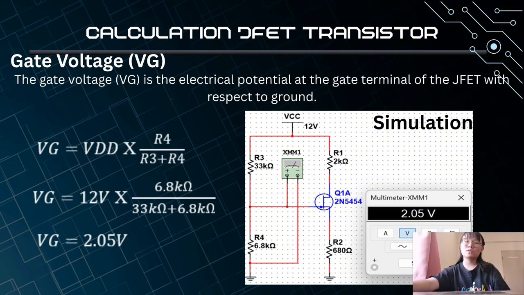Furthermore, I will explain the calculation for the JFET transistor. First, we need to calculate gate voltage VG. The gate voltage VG is the electrical potential at the gate terminal of the JFET with respect to ground. The following is our calculation and simulation for Multisim.